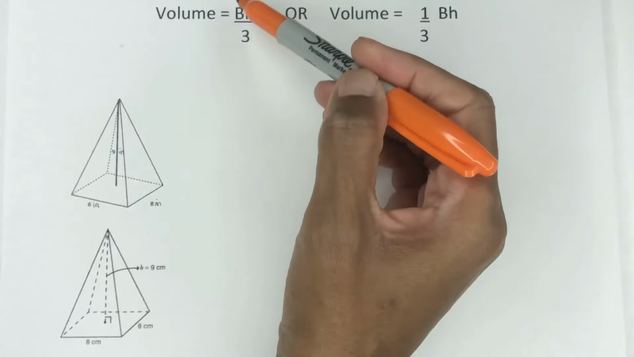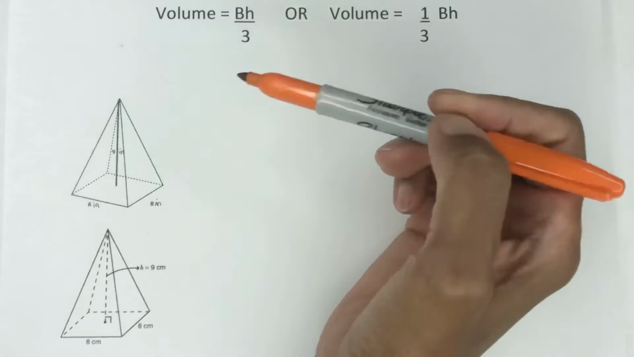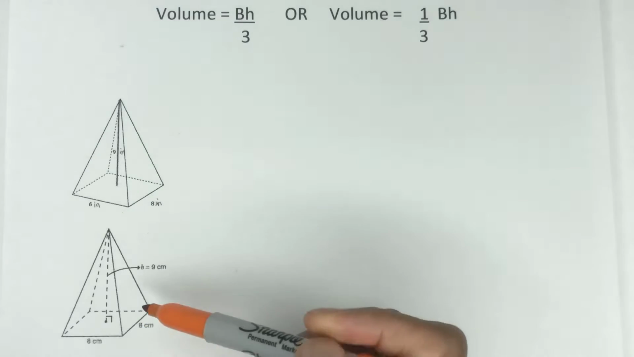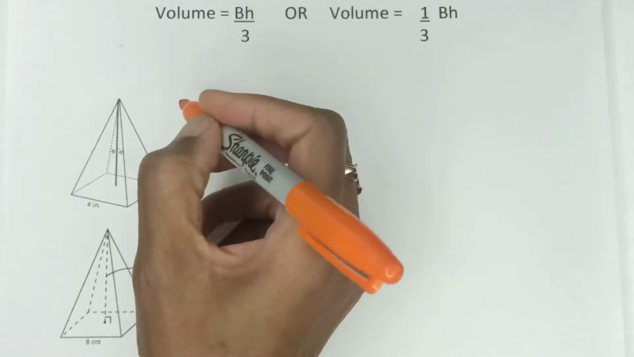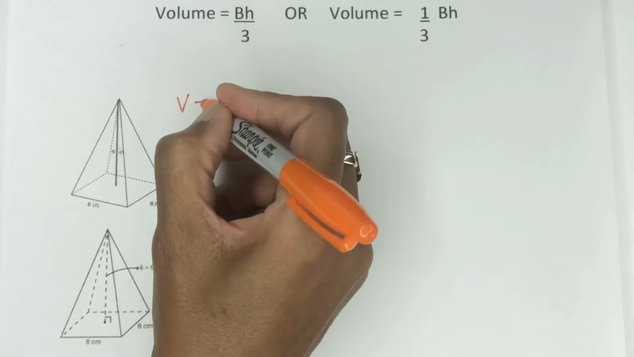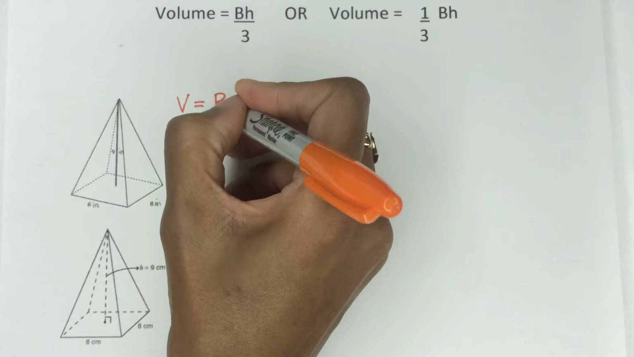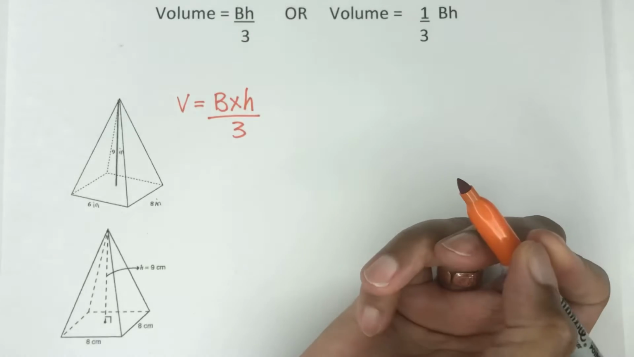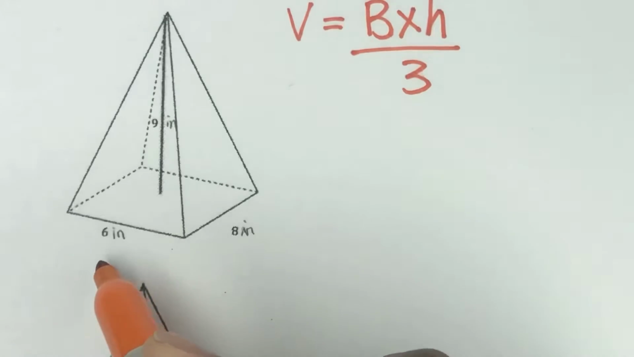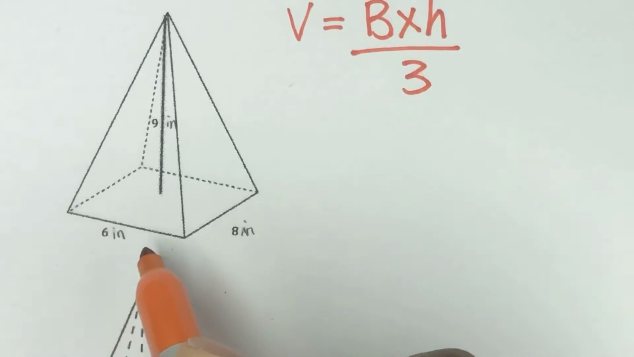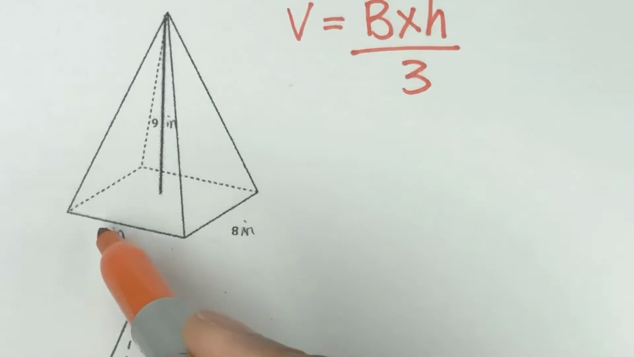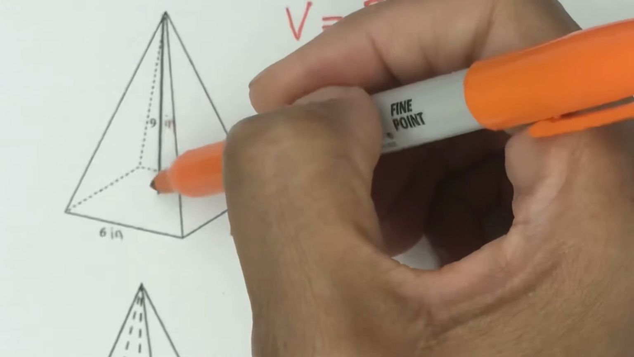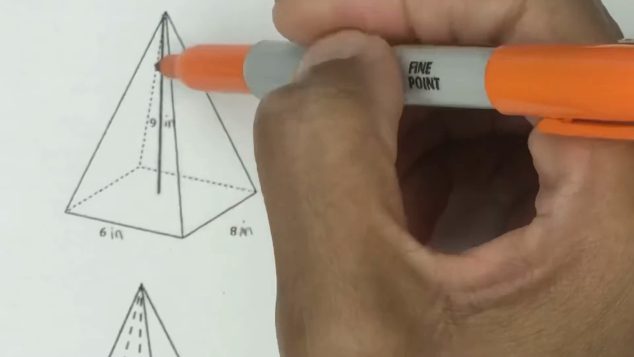So I'm going to do the first volume formula for the first pyramid and the second formula for the second pyramid. Let's start with the first one. I'm just going to write it again here. Volume equals base times height divided by 3. Now, as you can see, this one is a rectangular base pyramid. So we have 6 times 8. That will give us the base. And the height is given to us as 9 inches.